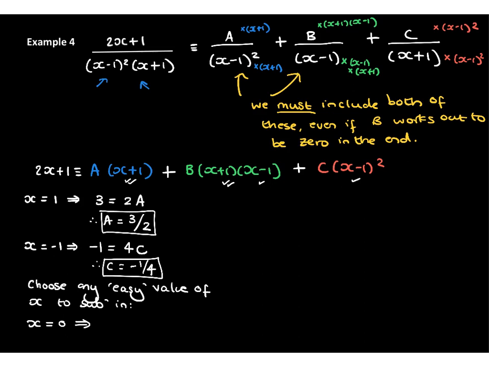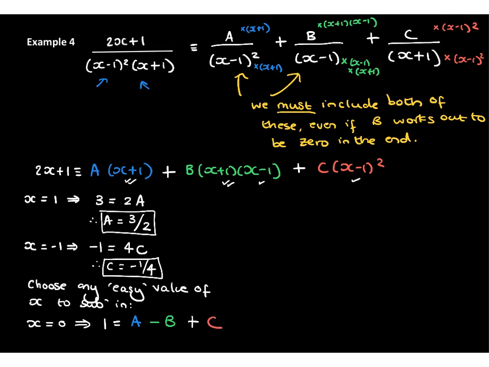So on the left-hand side of the identity, 2x plus 1, x equals 0, that gives me 1. And then on the right-hand side, remember x is equal to 0. You're substituting that into each of these parts. I'll do it in different colours. Well, x plus 1 is 1, so I end up with an a for the blue part there. Now for the green part, x equals 0 will give me 1 multiplied by negative 1, so negative b. And then for the red part, x equals 0 will give me a simple plus c at the end there.